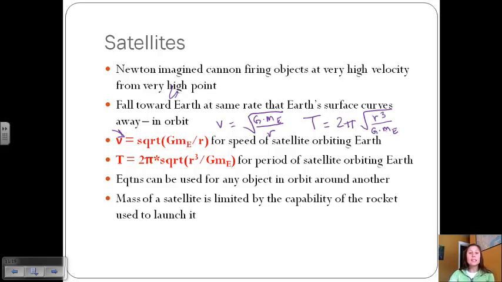The mass of a satellite is going to be limited by the capability of the rocket that we're using to launch it. So if the satellite's really heavy, the rocket has to be able to propel it up high enough in order to enter Earth's orbit.